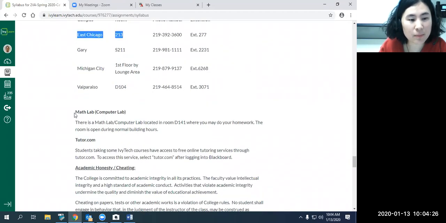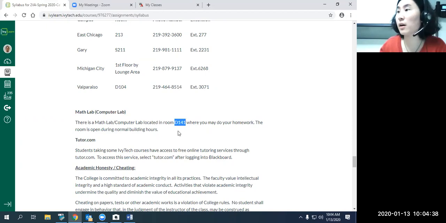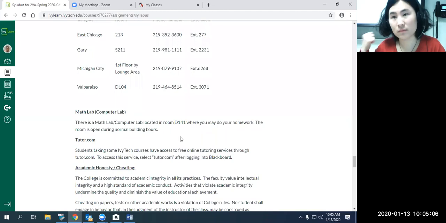The other place you can go is the Math Lab. Math Lab is in D141 in Valpo, on this campus. There will be instructors and interns staying there to help students solve math problems. We also have a calculus tutor whose name is Dakota. Dakota was from our Calc 1 class. He will be staying in the Math Lab this semester as well. You can check the schedule to see when I will be there, when Dakota will be there, and when some other instructors will be there as well. Everyone can help you.